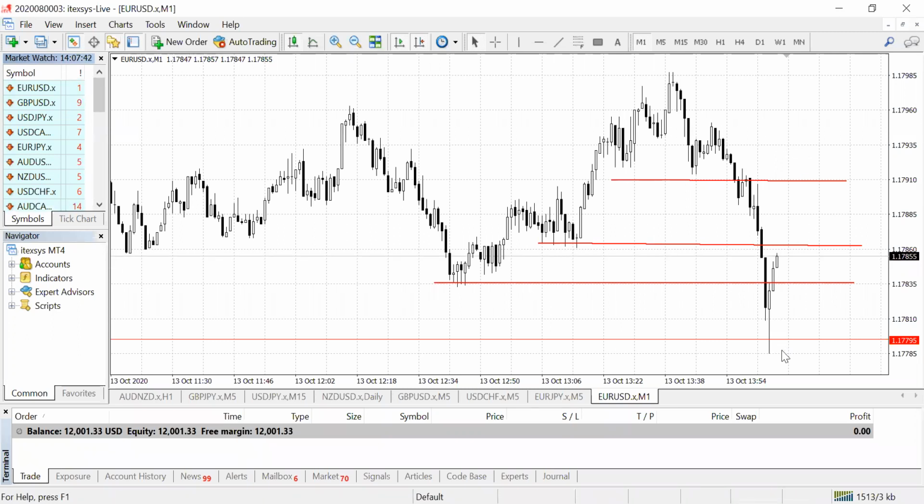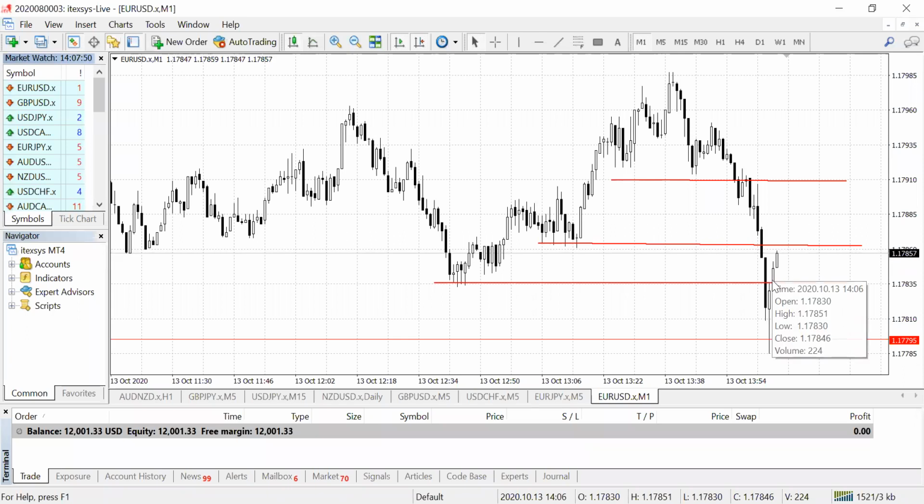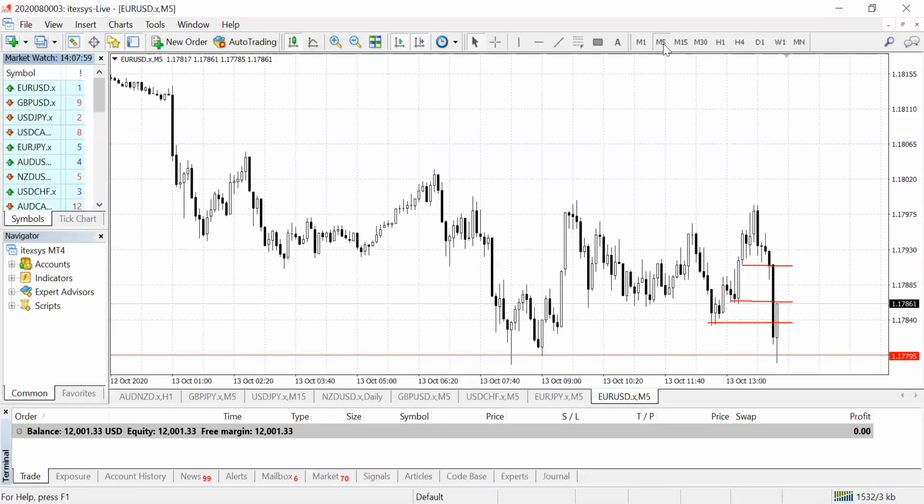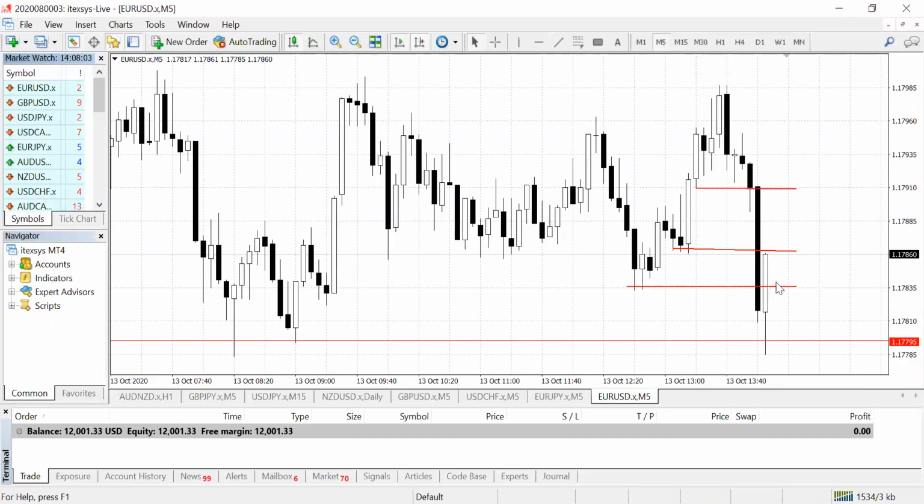So I'm waiting for a pivot to form. I'm waiting for this tiny uptrend to slow down a little bit, so I can short the market. Okay, that's a pretty deep retracement on the 5-minute chart.